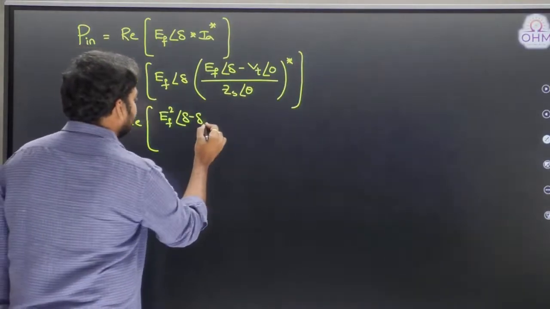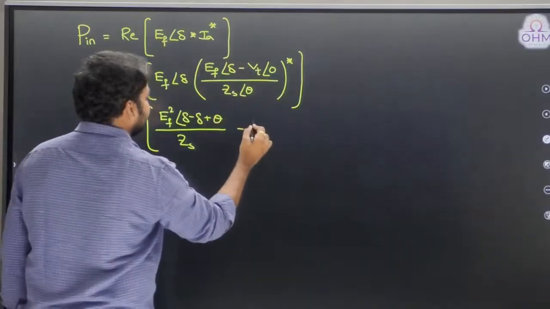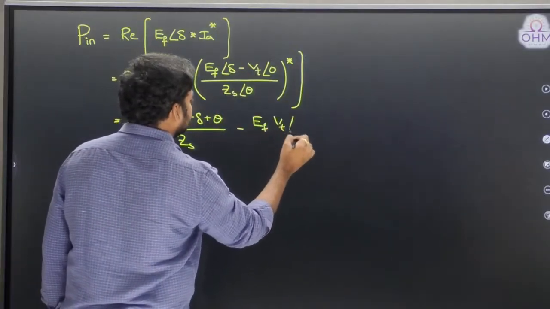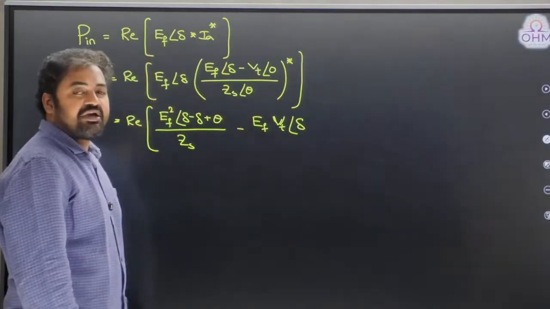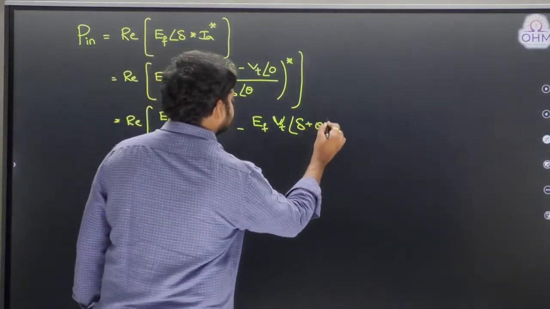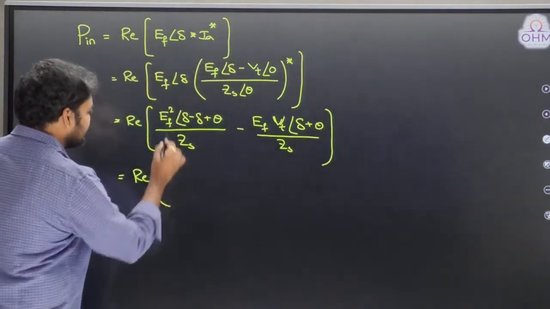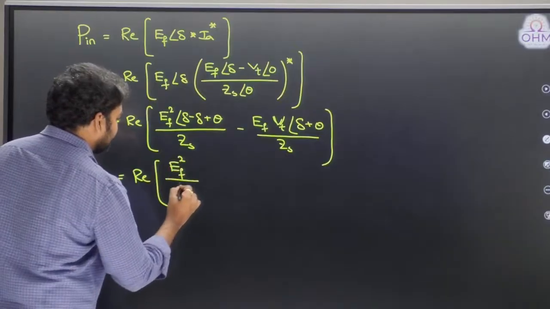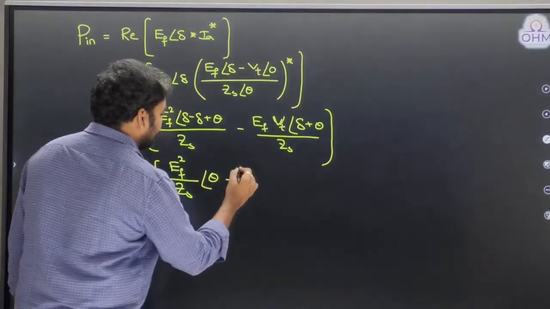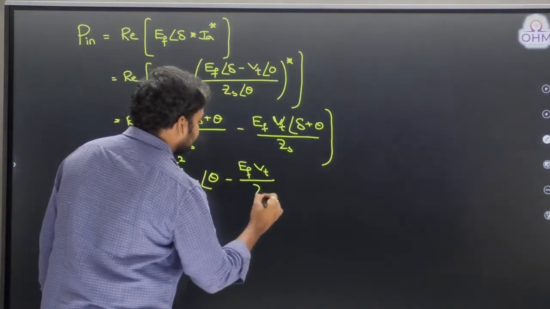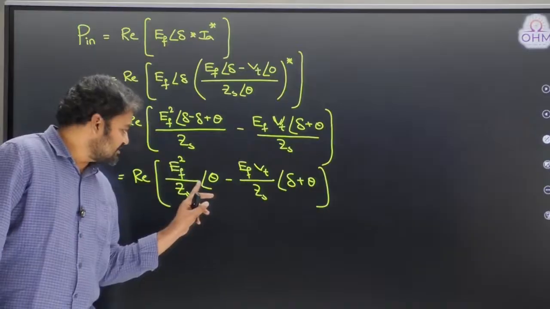So delta minus delta, and theta goes to the numerator, it will become minus theta. Minus theta conjugate will become plus theta divided by ZS, minus the second term EF into VT at an angle delta. Theta goes to the numerator, it will become minus theta. Minus theta conjugate will become plus theta divided by ZS. So overall value will be the real part of EF square by ZS at an angle, delta minus delta becomes 0, so theta will remain, minus EF into VT by ZS at an angle delta plus theta. So I just need the real part of this. This is a polar form.